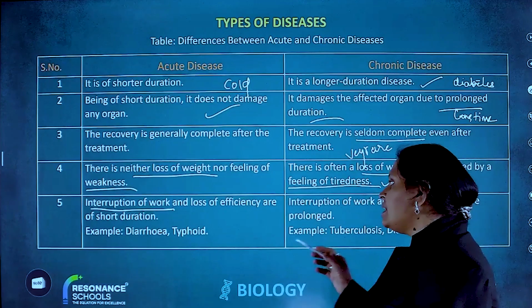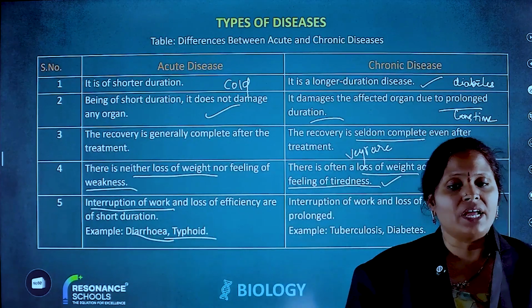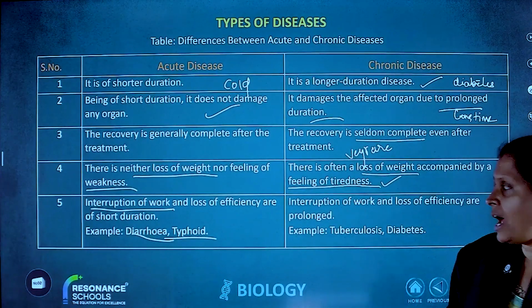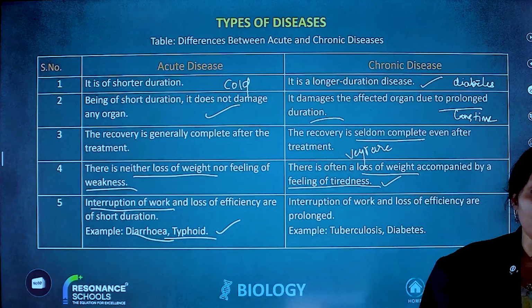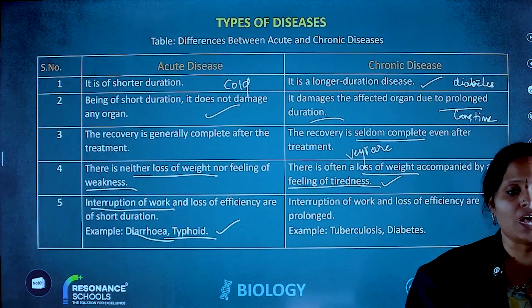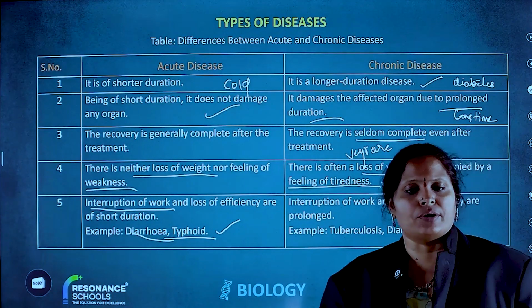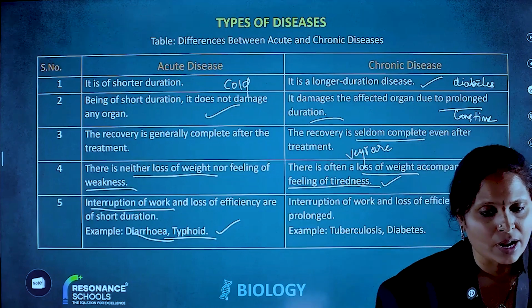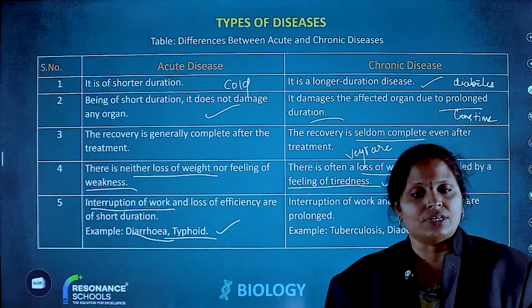The examples here are diarrhea and typhoid. Diarrhea is vomitings and motions, whereas typhoid is a fever due to contaminated food and water. Diabetes cannot be cured. Already I told you it's a chronic disease. It can be managed.